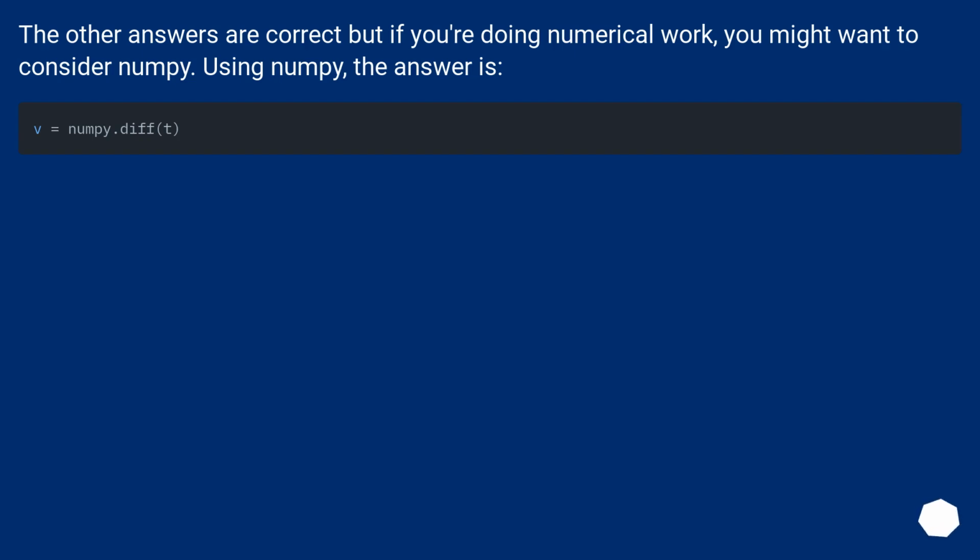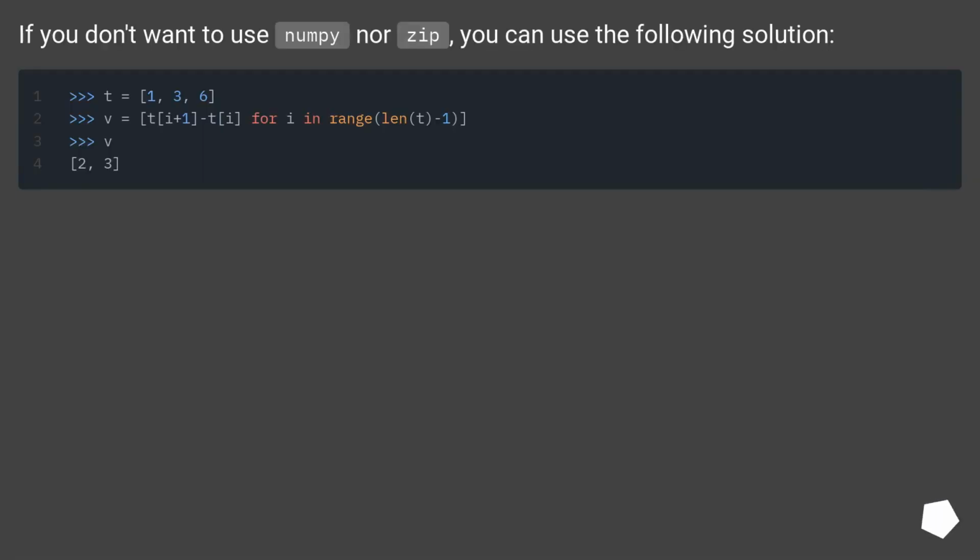The other answers are correct, but if you're doing numerical work, you might want to consider NumPy. Using NumPy, the answer is... If you don't want to use NumPy nor zip, you can use the following solution.